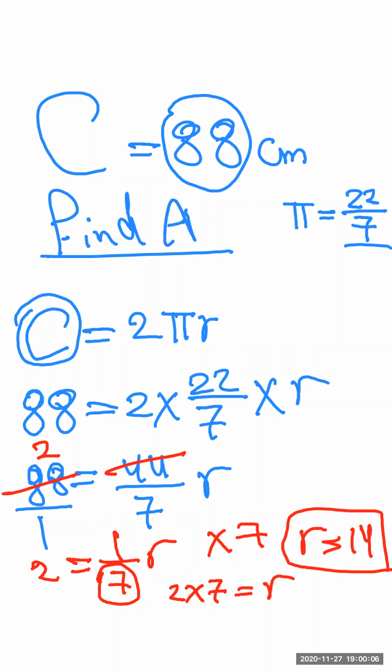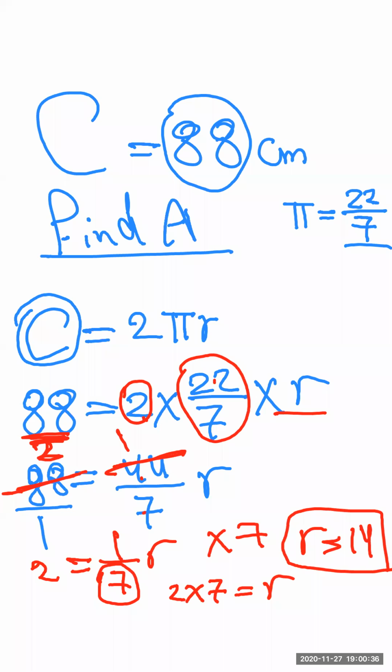So r will equal 14. Teacher, can you repeat it, please? Okay. We said that 88 will equal 2 times 22 over 7 times r. 2 times 22 means 44 over 7. Now this one is 88 and 44. I can simplify both of them. I will divide by 44, so I can remove 44. Now it will equal 1, and 88 means 2, right?